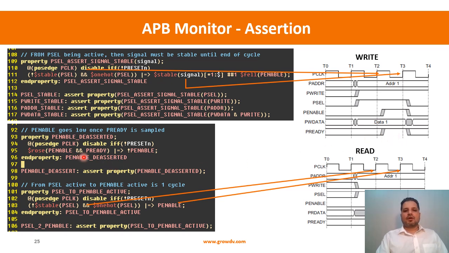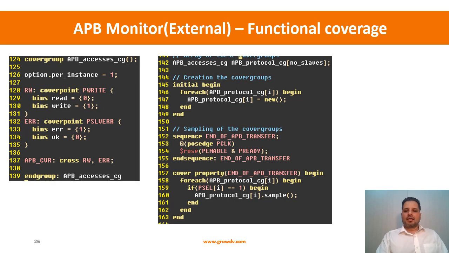And next one, we are checking for the fact that once the P enable and P ready are seen together, then the next clock cycle, the P enable must go low, and that is what we are asserting over here. And then we have that once a P cell is changing, then in the immediate non-overlapping clock cycle, the P enable must go high, right? So that is the second clock cycle. Typically after the setup stage, in the access stage, the P enable must go high, that we are checking over here. So we looked at a few assertions.